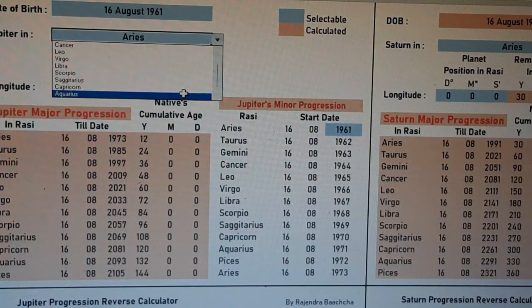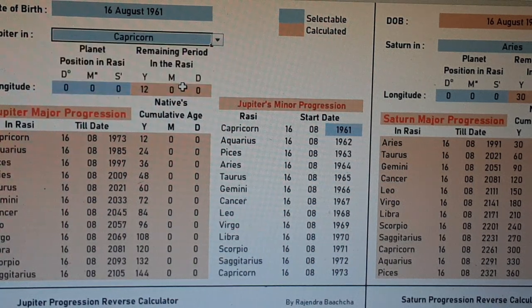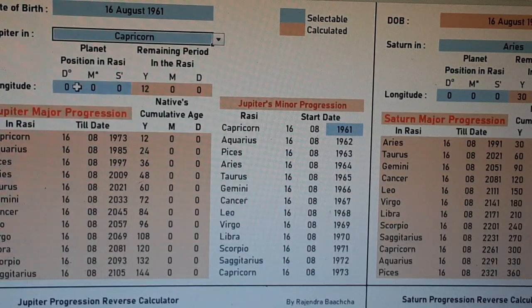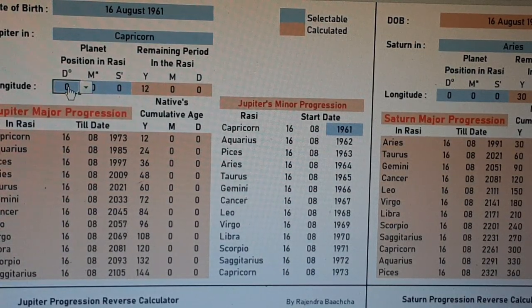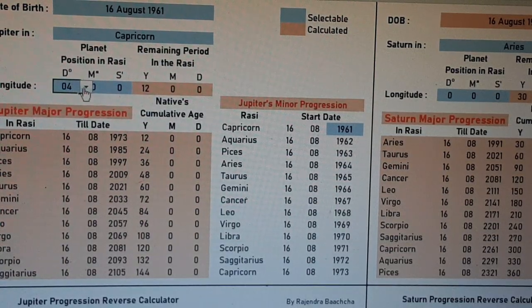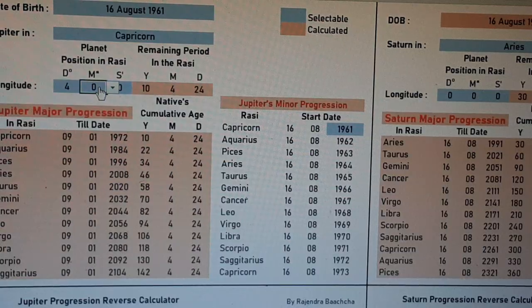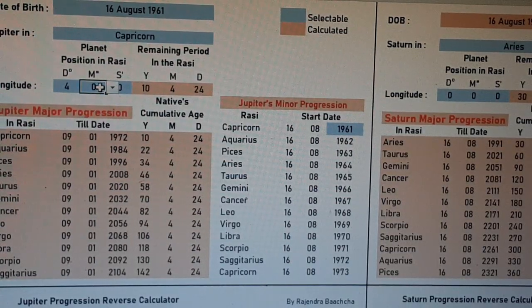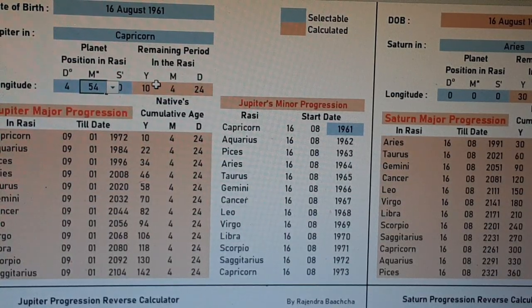Jupiter is in the D1, in the 10th Rasi, and that we have to select in the respective fields. And once that is marked, then we go into the degrees of Jupiter. Here we enter the degrees. The degrees of Jupiter is 04 degrees, and you can use the drop down or directly enter the values.